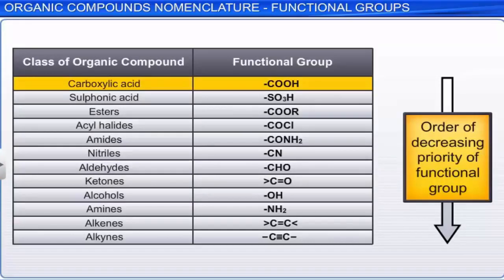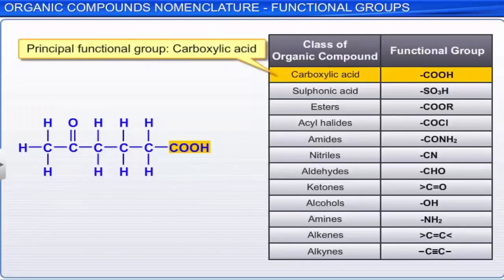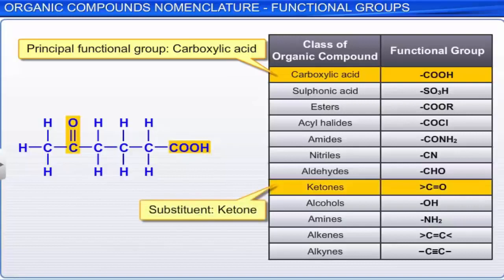Carboxylic acid has the highest priority, followed by sulfonic acid. Esters, alkyl halides, amides, nitriles, aldehydes, ketones, alcohols, amines, alkenes, and alkynes. In the given compound, carboxylic acid will be the principal functional group, as it has higher priority than the ketone functional group.